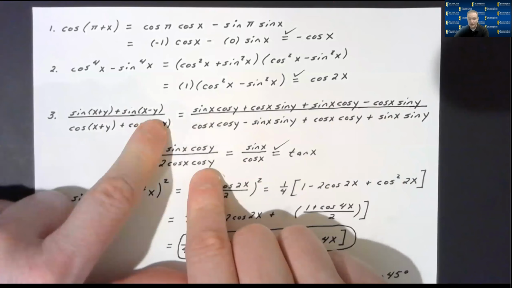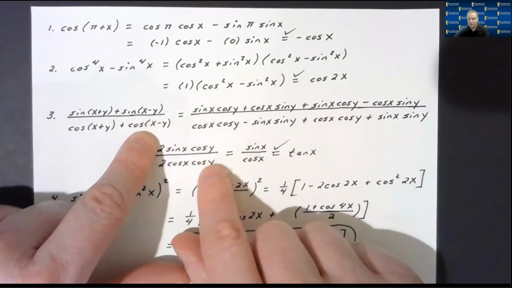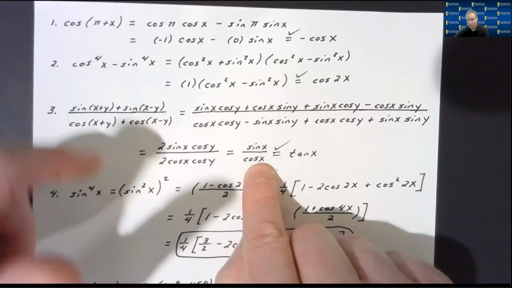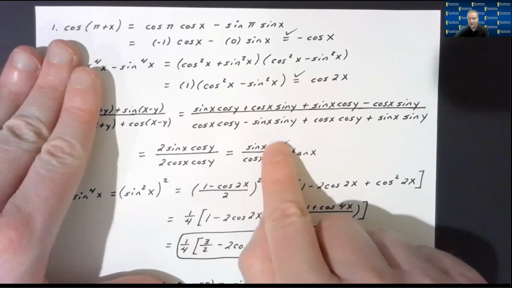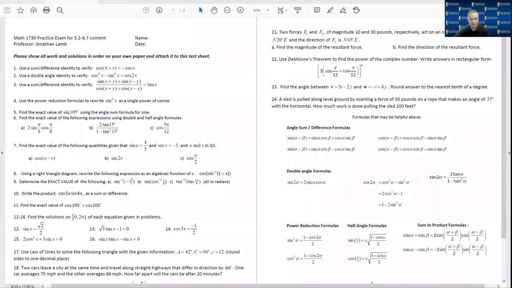At this point, we can see that the 2's cancel in the numerator and denominator, and the factors of cosine y cancel in the numerator and denominator, leaving us sine x over cosine x, which we know is the tangent of x, and that's precisely what we were trying to prove. So at that point, you know it is verified. So the first 3 problems, verification problems. Sadly, no verification problems after that, though.